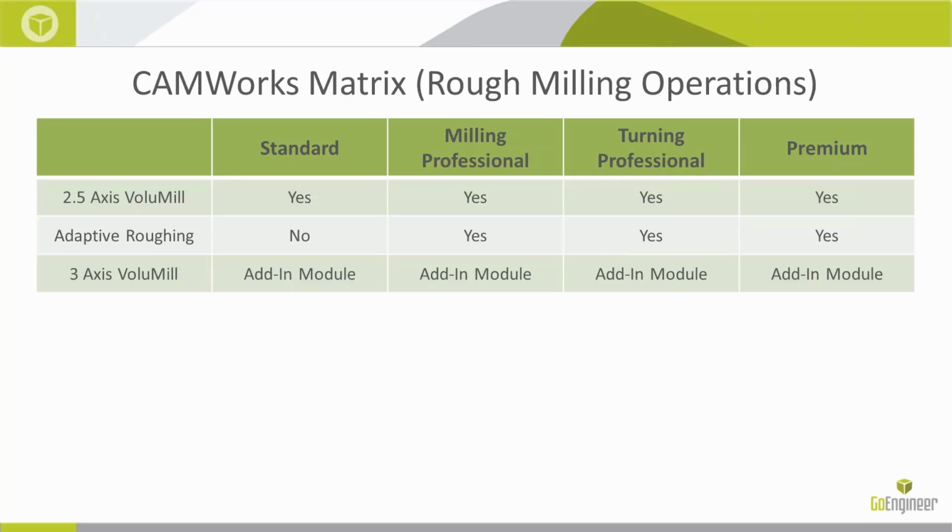When you get into the adaptive roughing, and again, this is CAMWorks now, because it is a 3-axis roughing strategy, it is not available in the standard CAMWorks package. However, from Milling Professional up to Premium, it is available. The 3-axis VoluMill is an added module, so if the parts that you're doing have very organic shapes and you do a lot of them, this is something that you may want to consider.